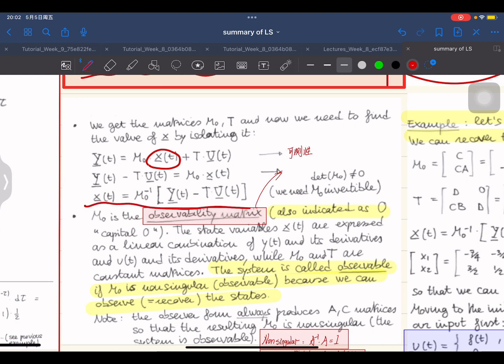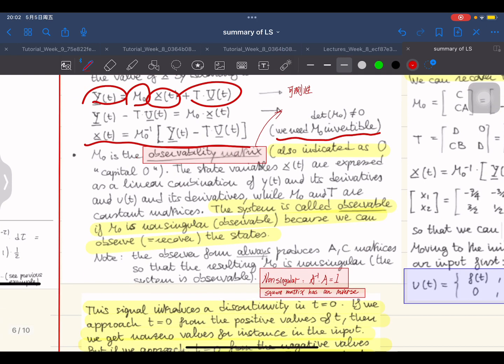First you do this minus this, and then you multiply by M0 inverse. So we need M0 to be invertible, meaning its determinant should not be 0. We call M0 the observability matrix, also indicated as capital O. The state variable S(t) is expressed as a linear combination of y(t) and its derivatives and u(t) and its derivatives, while M0 and T are constant matrices. The system is called observable if M0 is non-singular.